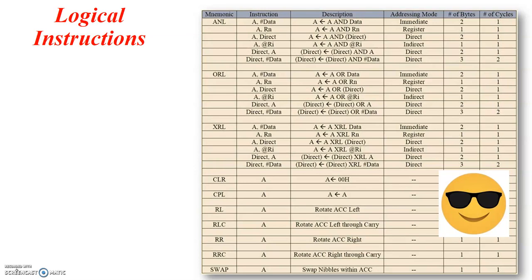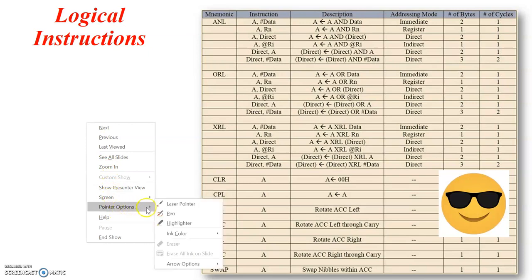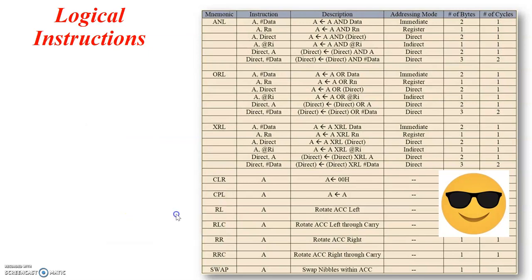Then we have the clear, the complement, the rotate right, rotate left, rotate right with carry, rotate left with carry, and then we have a swap function which is available in the 8051. So we will be discussing each one of them one by one, and we will see how they work. Okay, so let's start with the AND function.